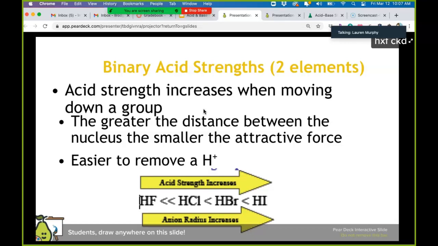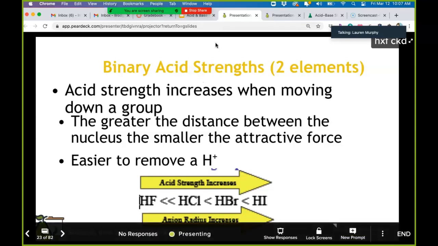So if you have a binary acid, as you move down a family, the acidity increases. So the strength of the acid increases. So you have to remember that to be a good or strong acid, you have to be easily willing to lose a hydrogen ion, okay? So the easier a substance can give up a hydrogen ion, the stronger of an acid it is, all right?